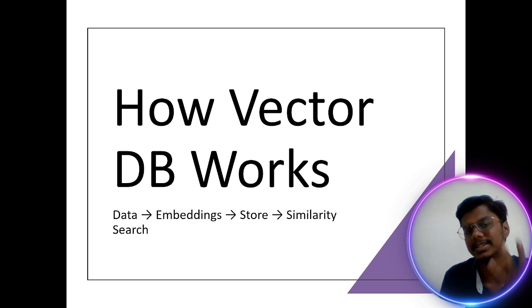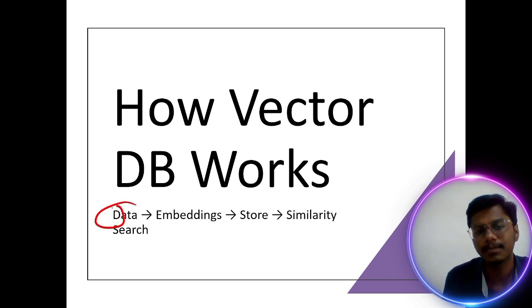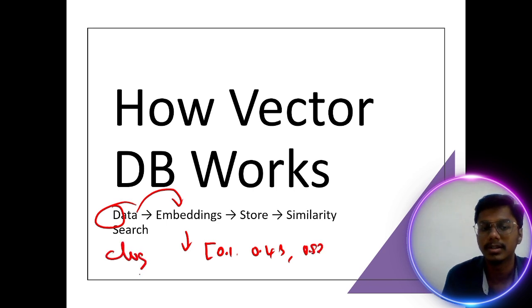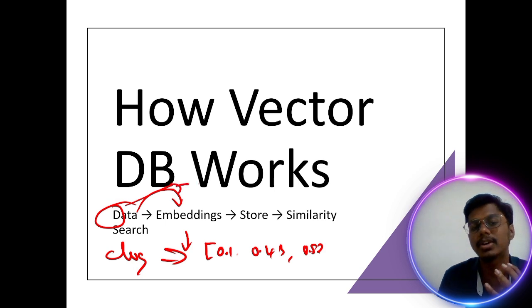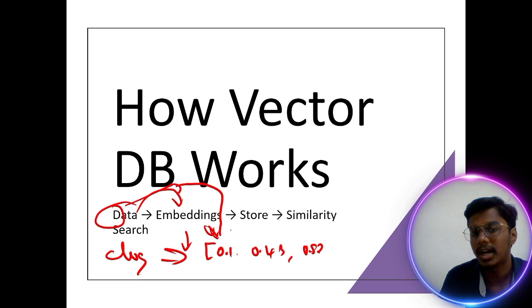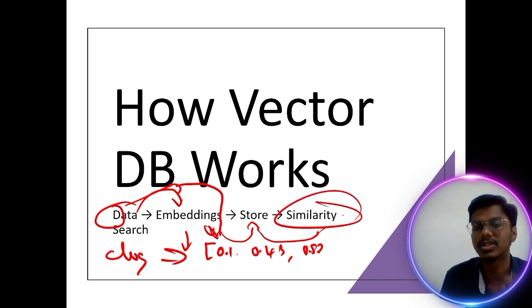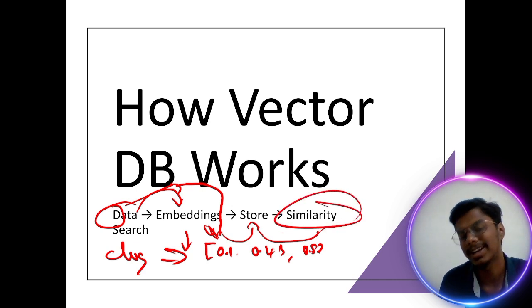So how does the vector database work? This is the data, and we want to convert this into embeddings. What the embeddings mean is nothing but the numerical representations. So 0.1, 0.43, 0.52 for cat, and for dog there are some other embeddings, right? We are going to give this data to the embedding model. The embedding model converts this data into embeddings, numerical representations, and that can be stored in the database. Then we are going to reply using the similarity search. That's what happens in the vector database, right?